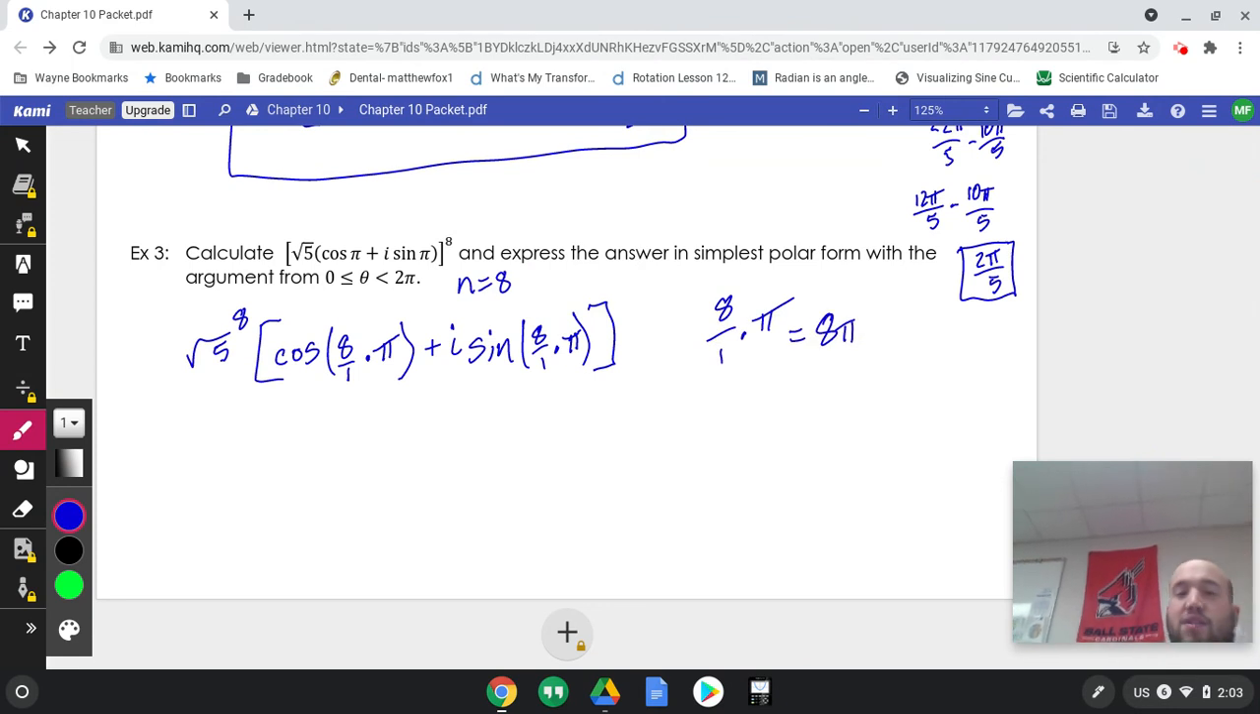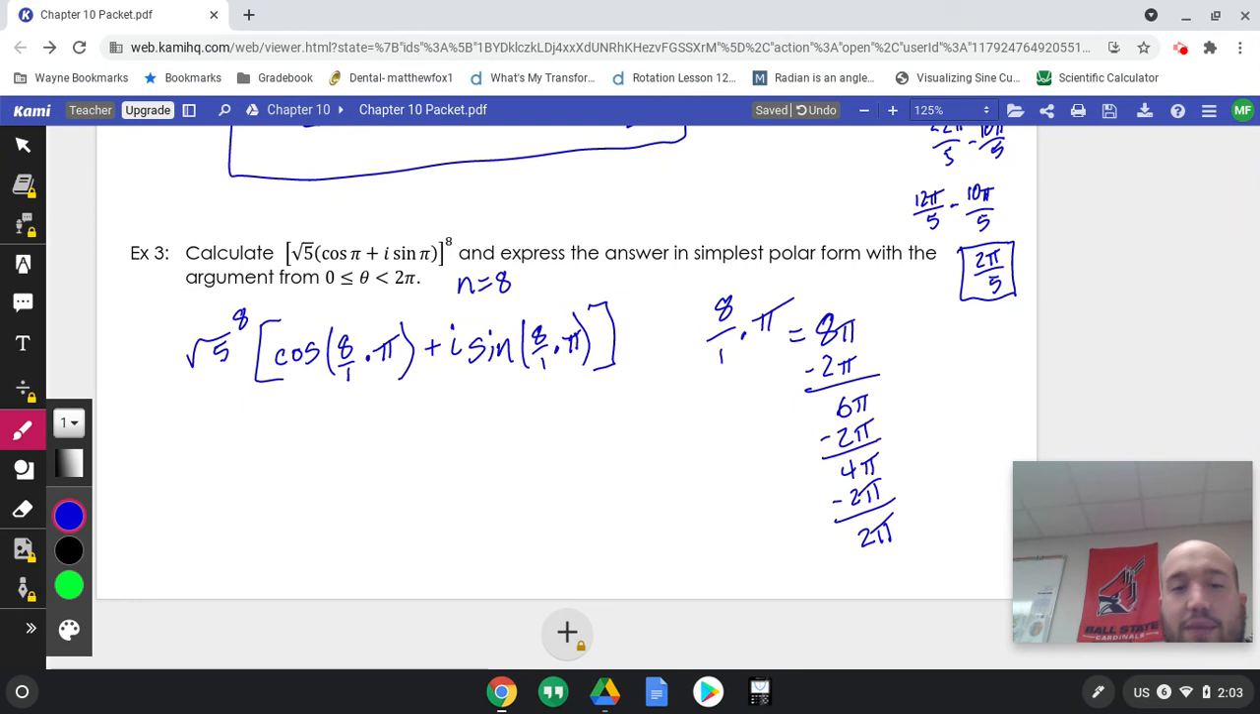I think it's pretty obvious that 8 pi is not between 0 and 2 pi. So we'll subtract 2 pi off. That leaves us with 6 pi. Still not good enough. Subtract 2 more off. That leaves us with 4 pi. Still not good enough. Subtract 2 more off. Leaves us with 2 pi.